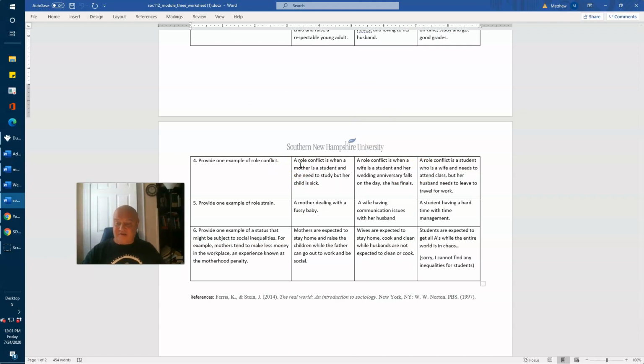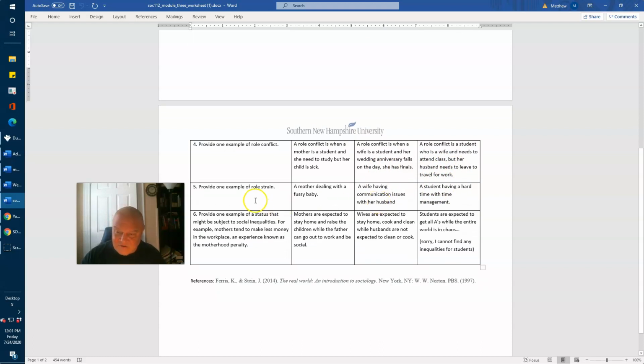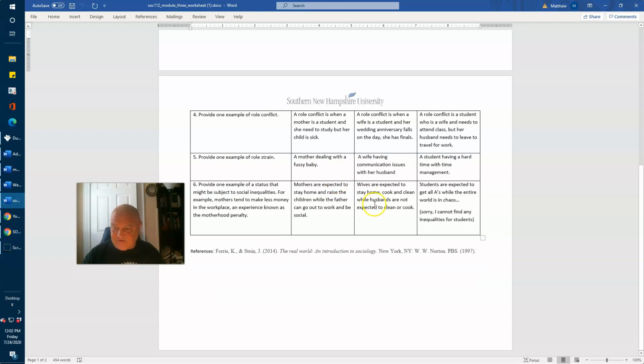Again, role conflict. When a mother is a student and she needs to study but her child's sick, that is a classic role conflict. Then a wife as a student, or a student who is a wife. Then we get down to role strain. Again, each of these are examples of tensions associated within a status. So there's a between and a within comparison. And then we have social inequality.